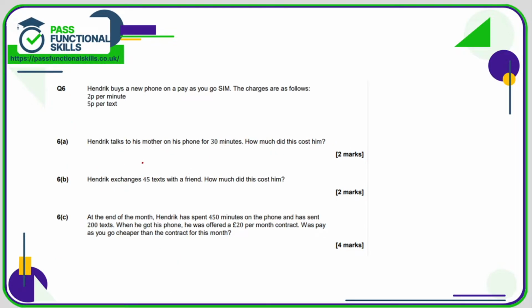Question number 6. Hendrik talks to his mother on the phone for 30 minutes, so that's 30 minutes at 2p per minute. So 30 multiplied by 2, that is 60p. He exchanges 45 texts. Texts are 5p each, so that's going to be 45 times by 5. Again, you can use a calculator here, but that works out as £2.25.